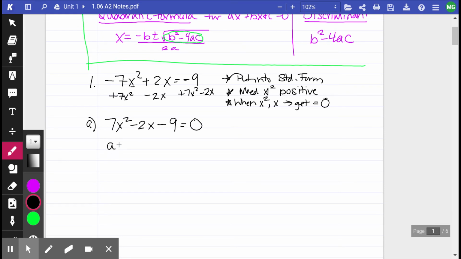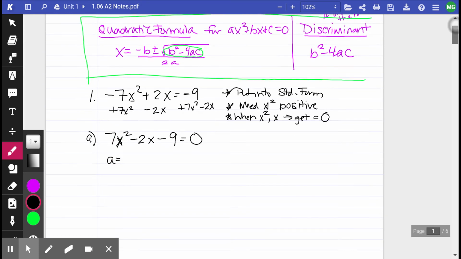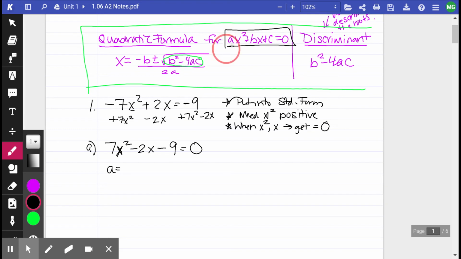Now we want to find what our a, b, and c are. So a is the coefficient of your x squared. And again, this is from ax squared plus bx plus c. So a is going to be 7. You do not take the variable, just the coefficient. B is negative 2, and C is negative 9.